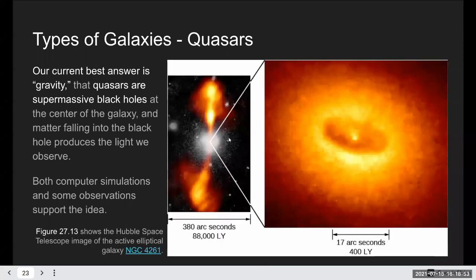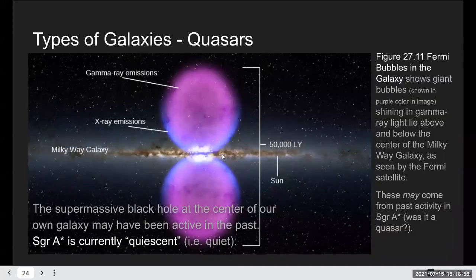And we think there's some evidence that the supermassive black hole at the center of our own galaxy might have been active in the past. This is a reconstructed map that illustrates the observed X-ray and gamma ray emissions in these regions, perpendicular to the plane of the galaxy. One way these could be produced is if matter was falling into our supermassive black hole, Sagittarius A star, producing the jets we have seen coming from quasars. And this could be the leftover glow, the high energy particles producing this.